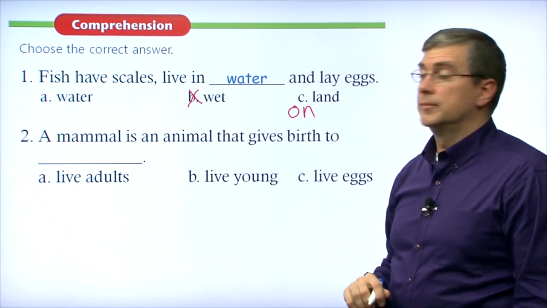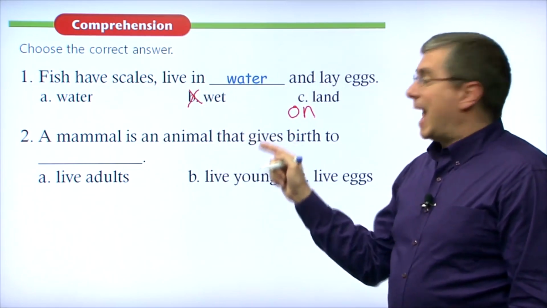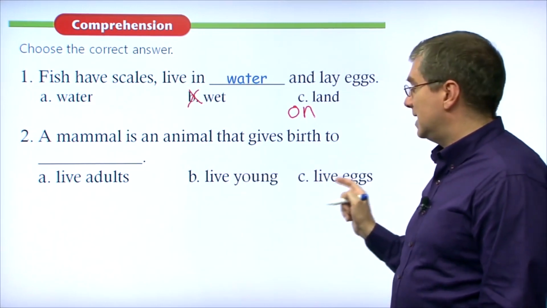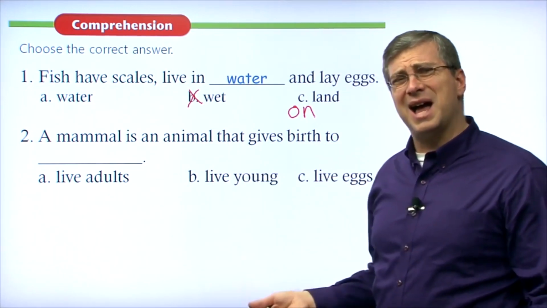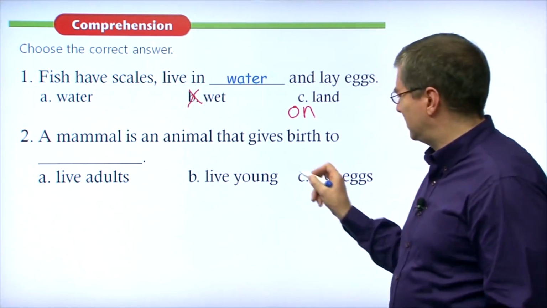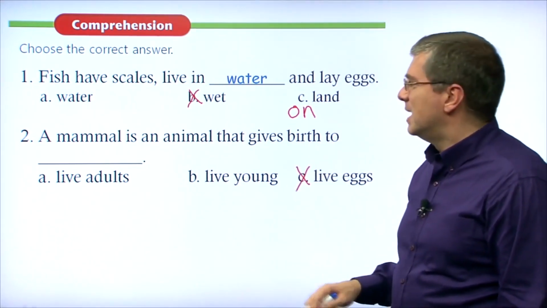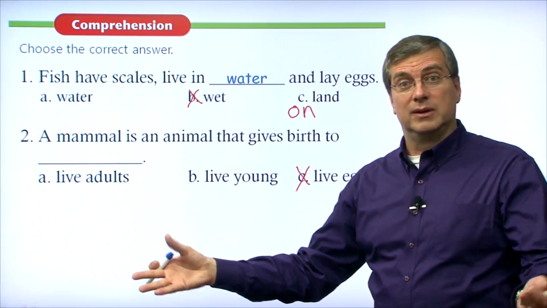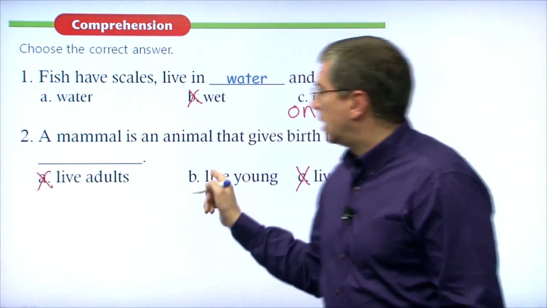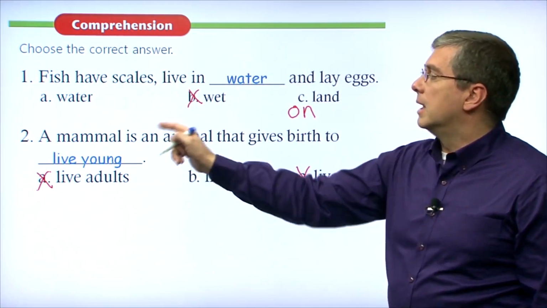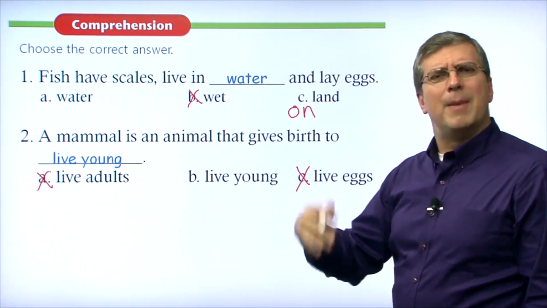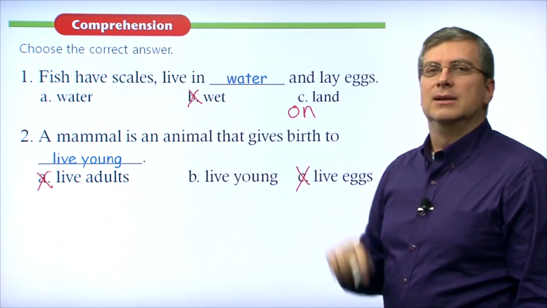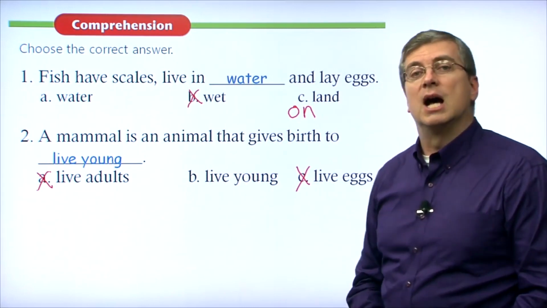Let's move on to number 2. A mammal is an animal that gives birth to A, live adults, B, live young, C, live eggs. That's interesting. Live eggs. What is a live egg? It's an egg that hops around? Oh, that's crazy. So we can probably get rid of that right away. Okay? So a mammal is an animal that gives birth to live adults. It gives birth and it's already an adult? That's kind of silly too, isn't it? So really, our only correct answer would be live young. A mammal is an animal that gives birth to live young. Okay, and that's true. That's one of the characteristics of mammals.